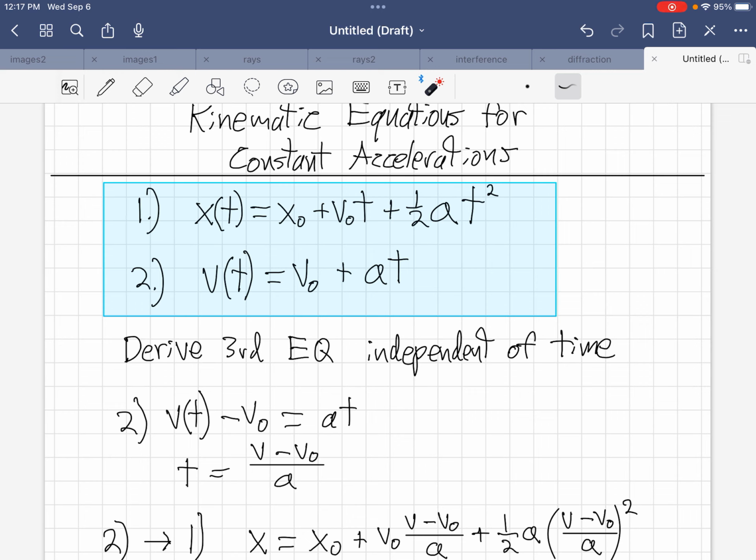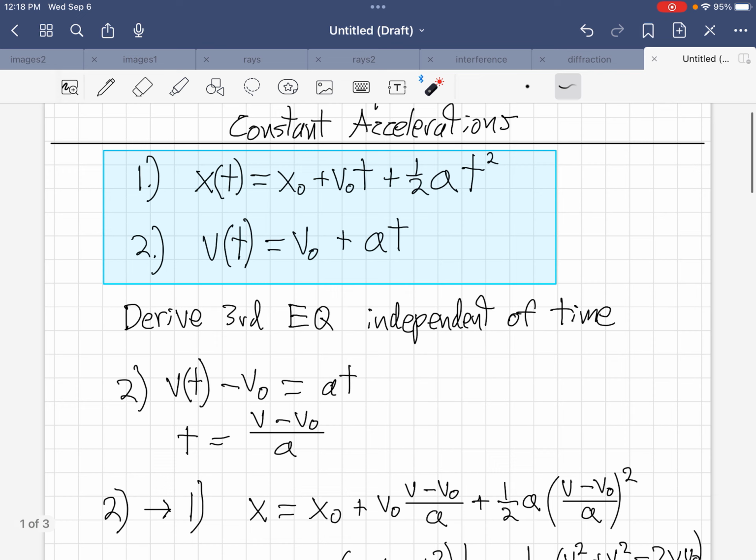All right, and then we know we can get the velocity at a given time by taking the initial velocity and adding the acceleration times time. But what if you get a problem where you don't have information about time, but you have information about the velocities changing with distance? We can combine these two equations to derive a third convenient kinematic equation, and I'll show you how we're going to do that.